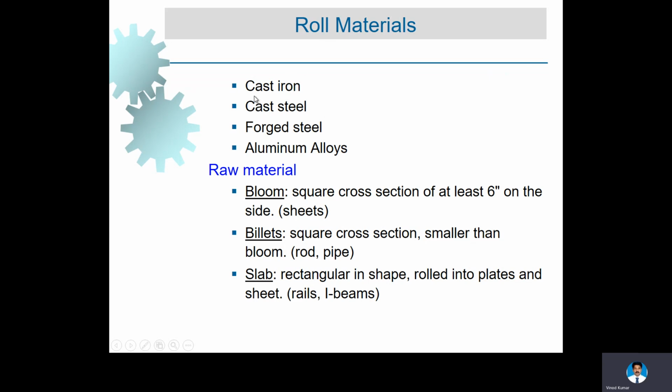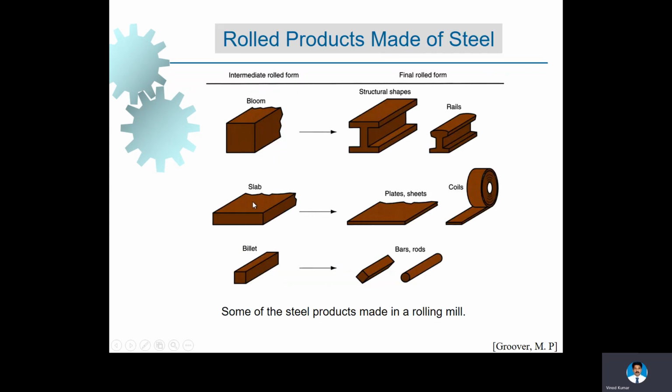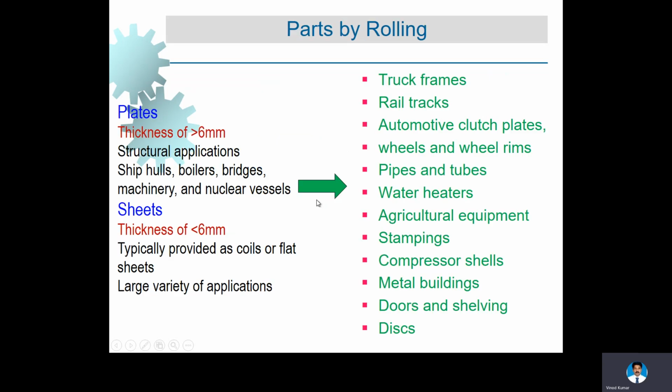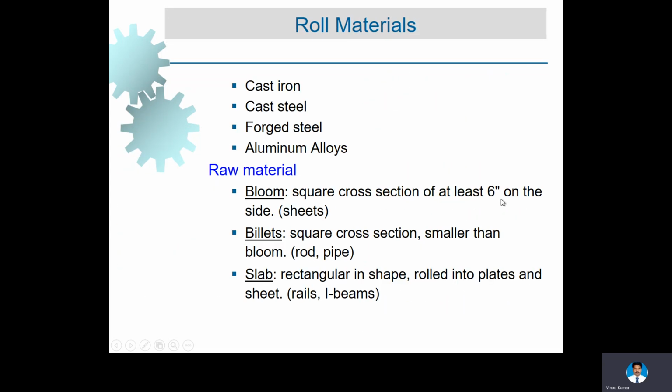The roll materials are produced from cast iron, hard materials, cast steel, forged steel, very strong materials, and even aluminum alloys can also be used. The incoming raw materials, as I explained, are bloom, slab, and billet. Bloom is a square cross section, at least 6 inch. Billet is a square cross section smaller than 6 inches, and slab is rectangular in shape.